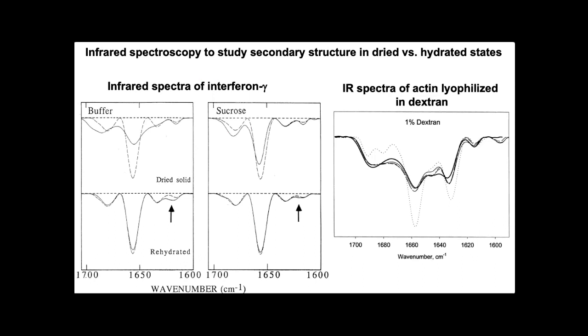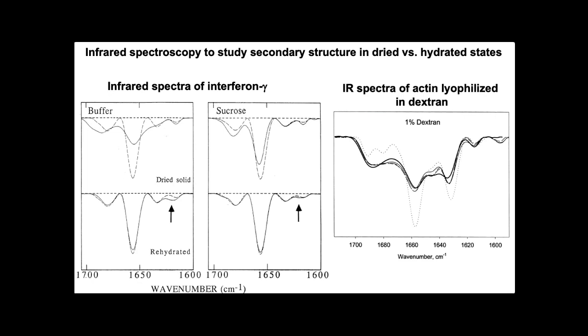If you dry the protein without any additives, you get this great perturbation of the spectrum indicating protein unfolding. And if you rehydrate that sample, you get this new band due to intermolecular beta sheet. This sample had about 18% aggregation after rehydration.